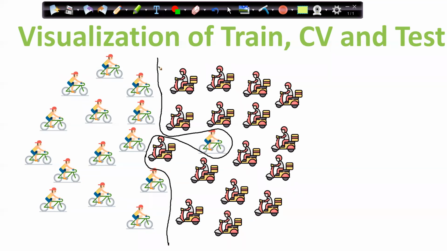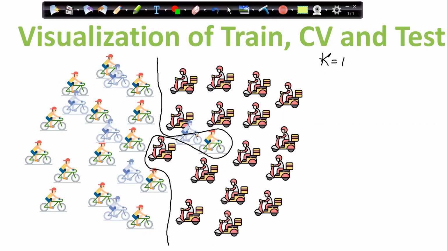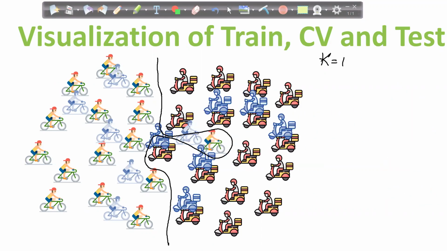If suppose this is my classification with K equal to 1, obviously, then what will happen? If I go with my CV data, you can see that this cycle will be predicted as maybe scooter or maybe cycle, depending on where it is. And if I take the scooter, here also you can see that this scooter may get predicted as cycle, this scooter may get predicted as cycle. Similarly, this scooter may get predicted as cycle. Because of these outliers, my actual CV data is also impacted.